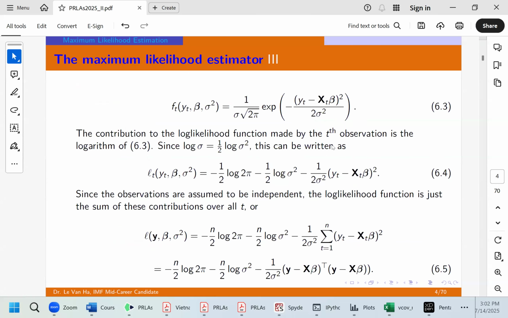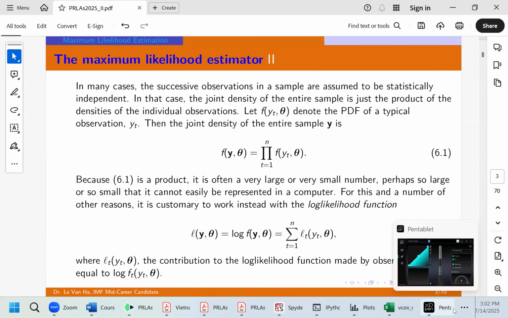Okay, so let's say we already have this. If you have a sequence of data, each observation of Y is generated following a probability density. Then if you have n observations of Y, and we assume they are independent, the joint density is the product of the densities.